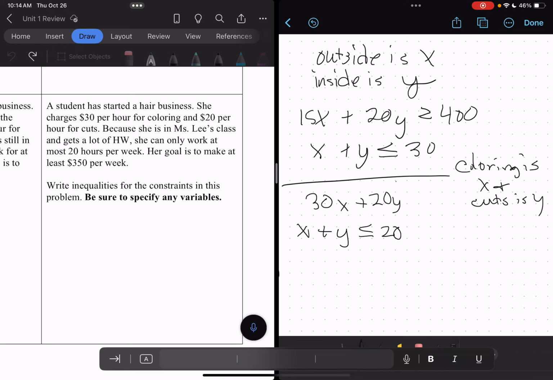And her goal is to make at least $350. So those are our two inequalities, again specifying that coloring is X and cuts is Y. And this is hours, right? Hours of coloring and cuts.